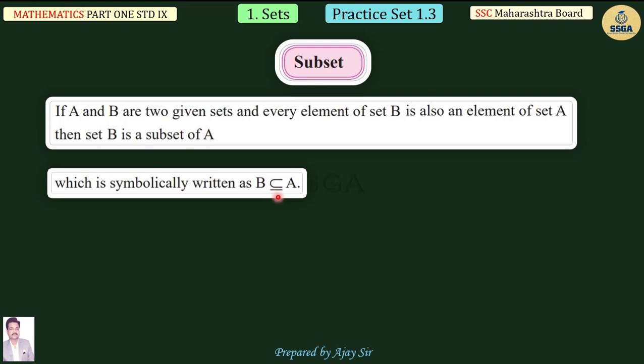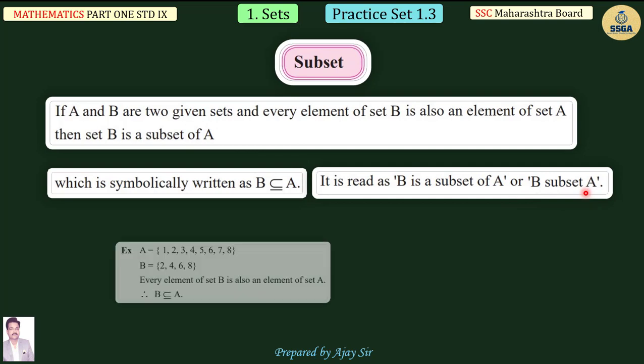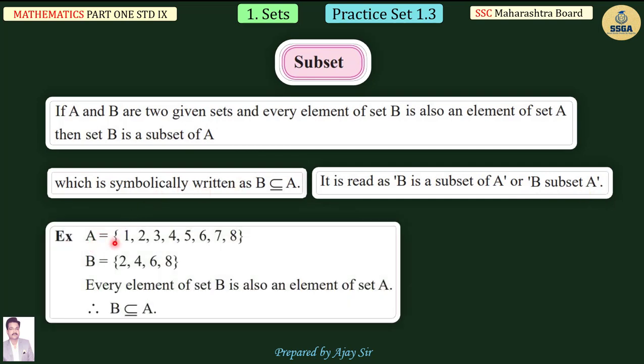This symbol is called subset, and B subset A is read as B is a subset of A. This is the symbolic representation of subset. For example, if A is equal to 1, 2, 3, 4, 5, 6, 7, 8, suppose these are the elements of set A, and B is the set of 2, 4, 6, 8, suppose these are the elements of set B.